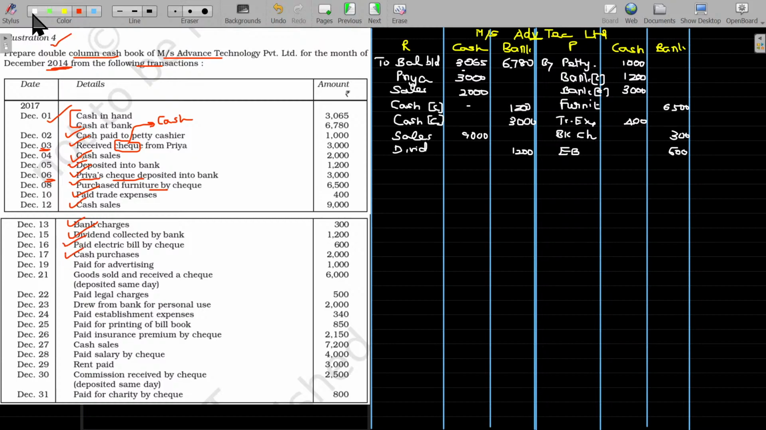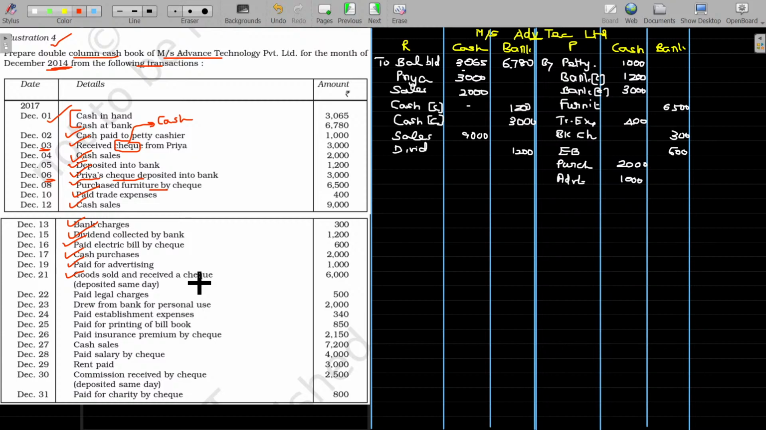Cash purchases, again payment. In the payment side, purchases. This value being 2000, that too cash purchases. So, I put the value in the cash column. Paid for advertising. In the payment side, advertising. Value being 1000, as it's not clearly mentioned whether it's by cash or check, I assume this being the cash payment 1000. So, I'll put the value in the cash column.